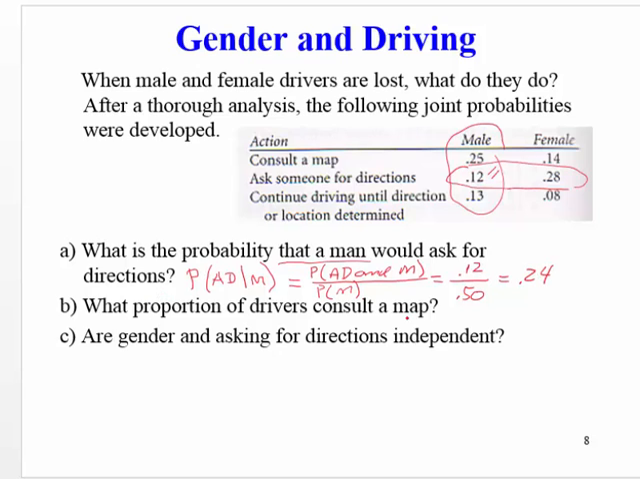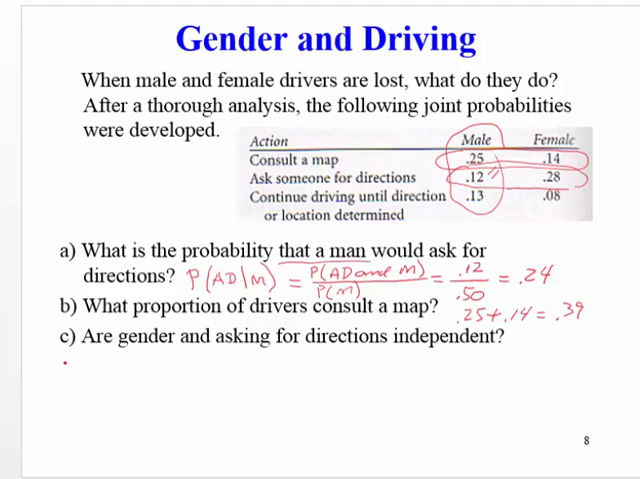What proportion of drivers consult a map? Well, you just add up all these, right? So that's 0.25 plus 0.14, which is equal to 0.39. And are gender and asking for directions independent?